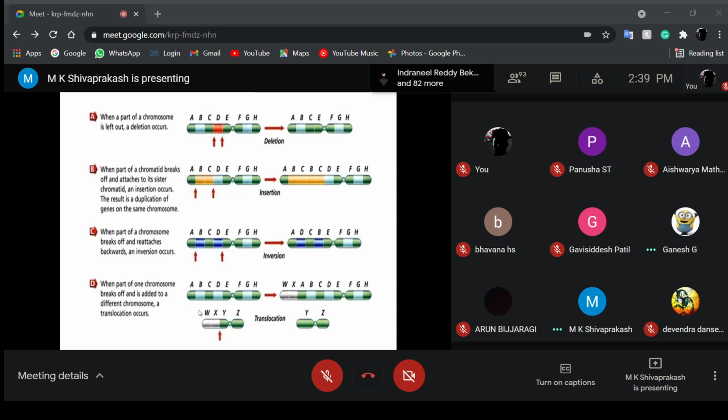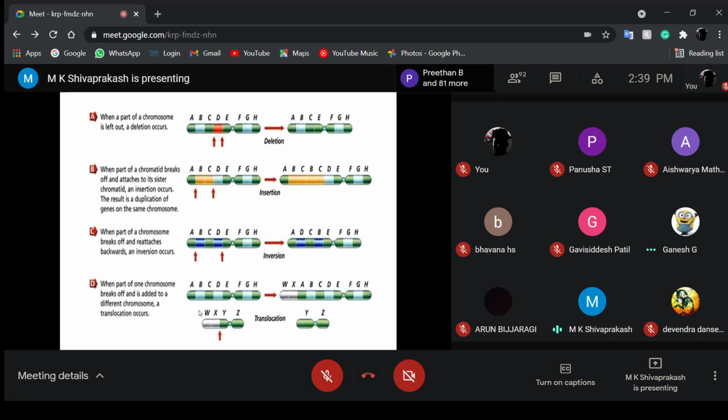The second is when part of a chromatid breaks off and attaches to its sister chromatid, an insertion occurs that results in duplication of genes on the same chromosome. So the insertion means duplication. The information of a similar kind is increased many times. So that is duplication, and it happens due to insertion.